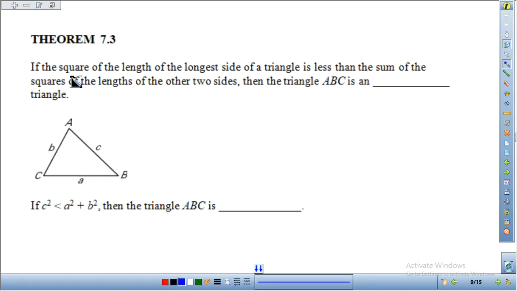Theorem 7.3 says if the square of the length of the longest side of a triangle is less than the sum of the squares of the lengths of the other two sides, then the triangle ABC is an acute triangle. So this is where it's helpful to have that c squared written first, because when we look at this symbolically, we see c squared is less than a squared plus b squared. Most people are going to remember that that's an acute triangle, because if we think about it as being less than, we think about it being smaller or possibly less than 90 degrees, which would make it an acute triangle.